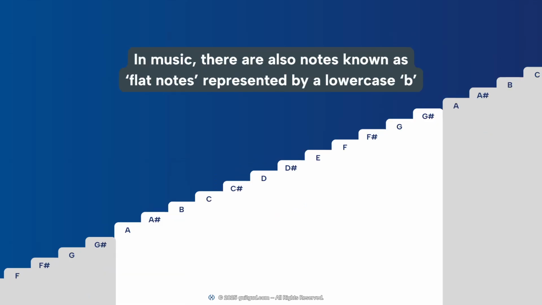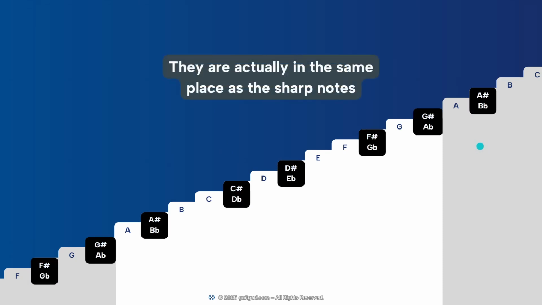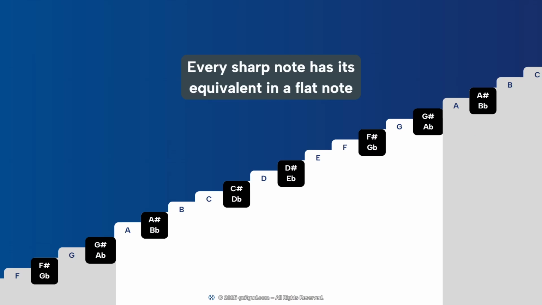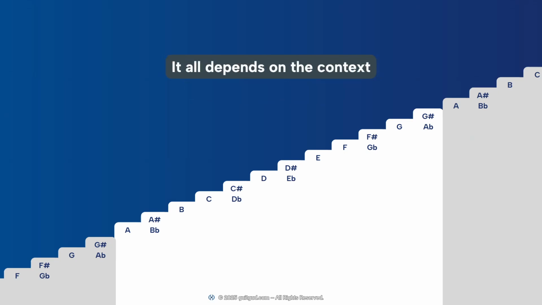In music, there are also notes known as flat notes, represented by a lowercase b. But where are they? We just see A sharp, B, C, C sharp, all the way to G sharp, but where are the flat notes? They're actually in the exact same place as the sharp notes. Every sharp note has its equivalent in a flat note. But what a lot of people then say is, if they are the same, what is the difference? It all depends on the context.